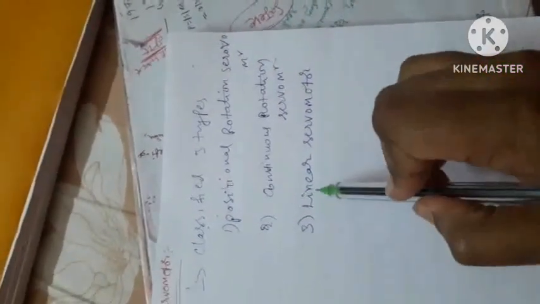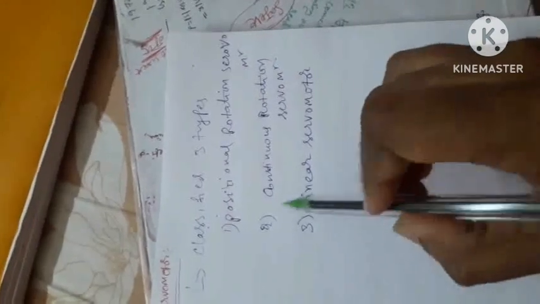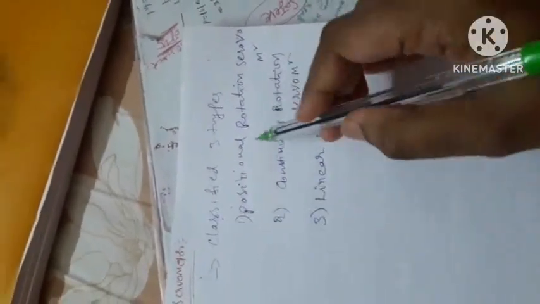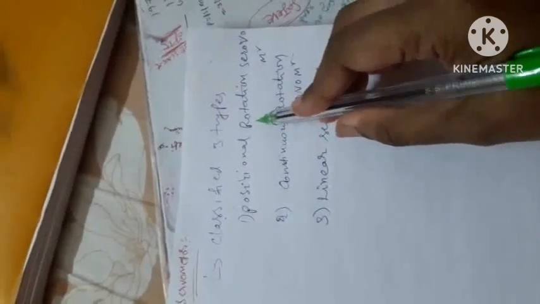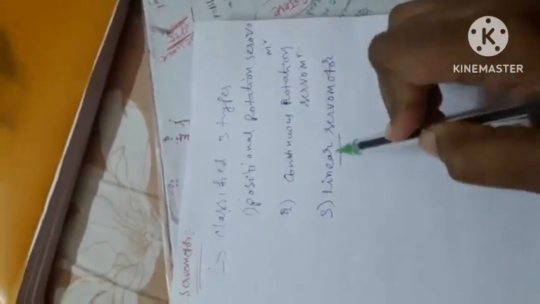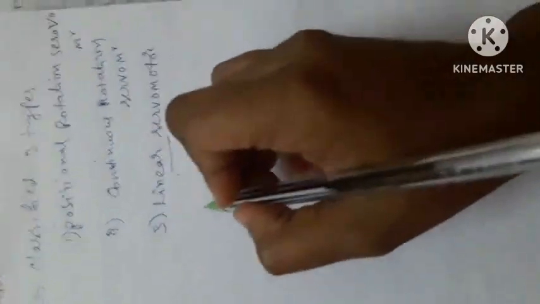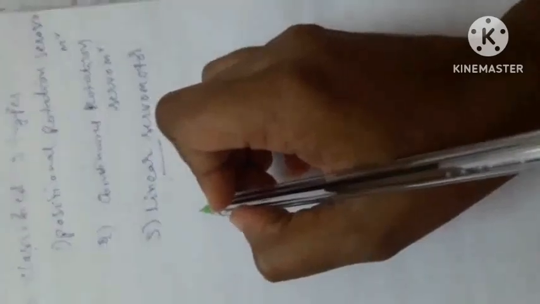Actually in yesterday's video I told that a servo motor is a rotary actuator or linear actuator. So the classification of rotary actuator and linear actuator is in the AC servo motor. So let's see about the positional rotation servo motor.